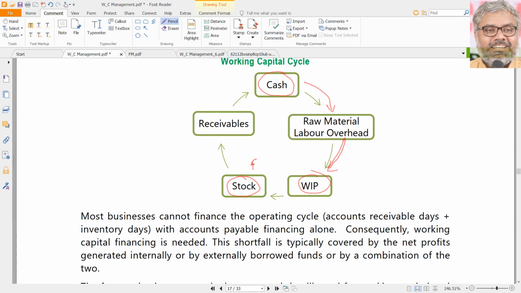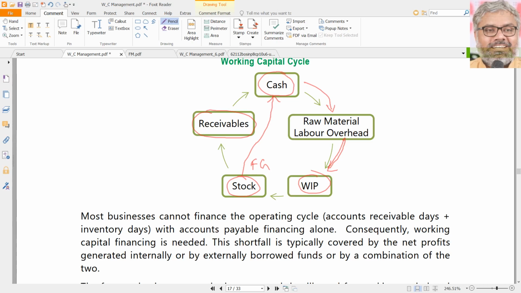This stock is of finished goods, and those finished goods will stay as long as till they are sold. As long as they are not sold, the stock will stay there. But imagine if the finished goods are sold for cash, directly the operating cycle is finished. The receivables will not be there in between. But mostly there will be credit sales also.